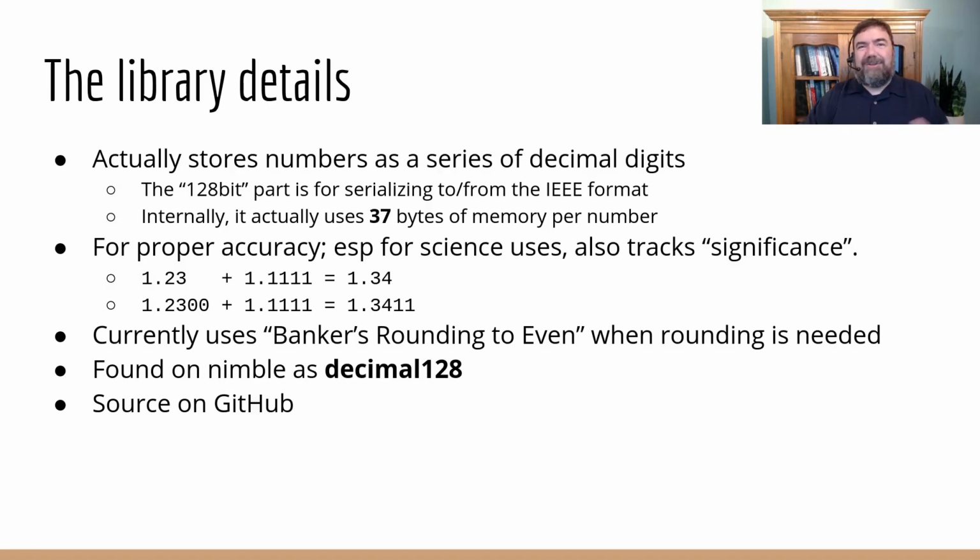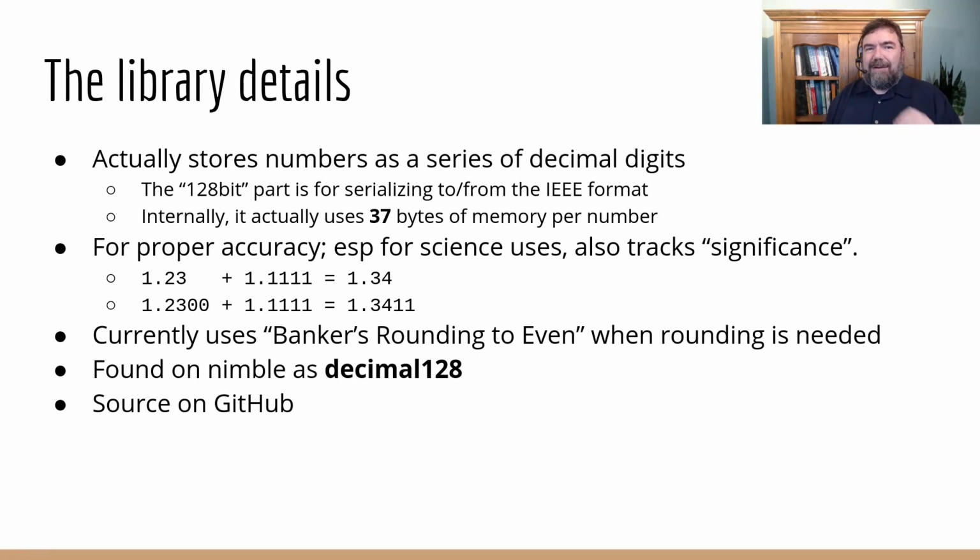Just a tiny bit of details, and I'm going to show you some quick examples. The decimal library does store things internally as a fairly large object. 37 bytes of memory are used for each individual number, at least. The 128-bit part of the library is about the serialization. So if you're using this with a BSON document coming from MongoDB, or from some external source that has a standardized storage format, going to the IEEE format makes a lot of sense, and the procedures for doing that are in the library. But to speed up the processing of the numbers internally, it's kept in a much larger format that makes it easier to manipulate the math.